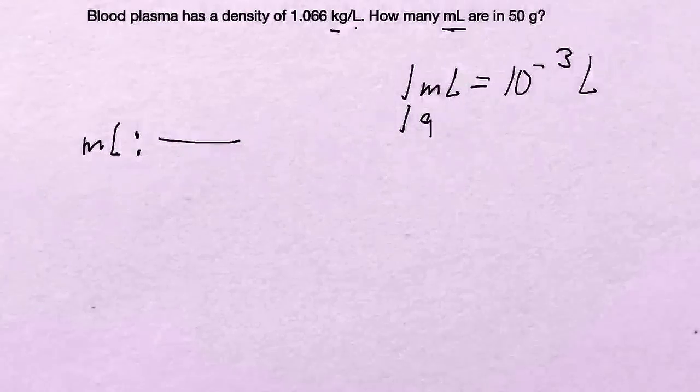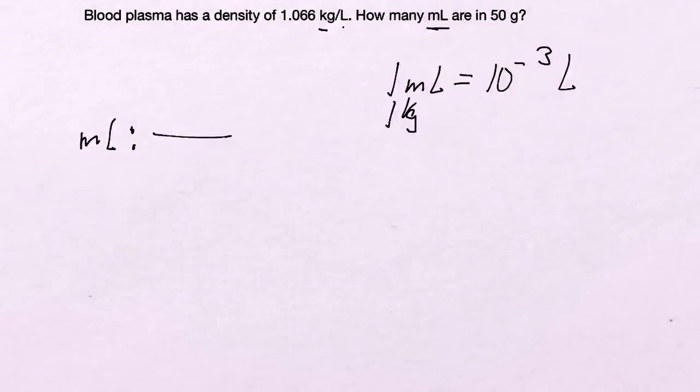So what is the unit that we're looking for here? It is how many milliliters are in 50 grams. So the unit is milliliter. That's what we are looking for. And we have the units kilograms and liters. We know that 1 milliliter, milli indicates 10 to the minus 3 liter. And we know that 1 kilogram is 10 to the 3 grams.